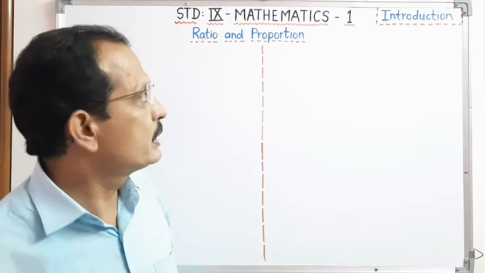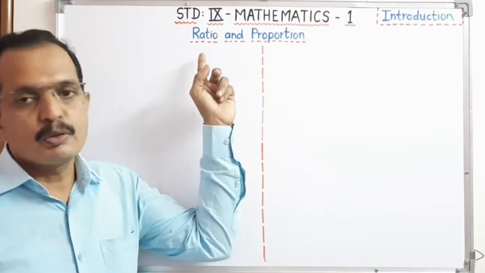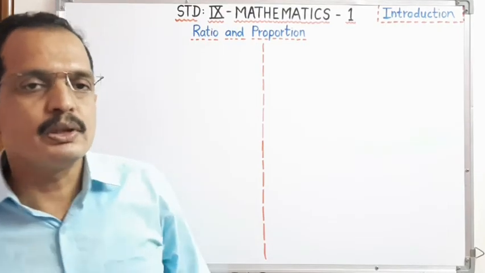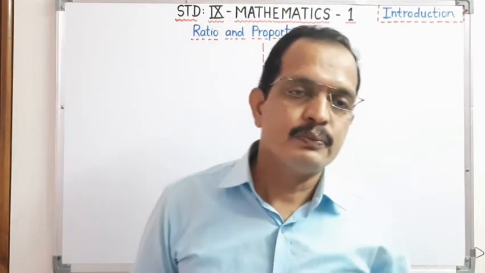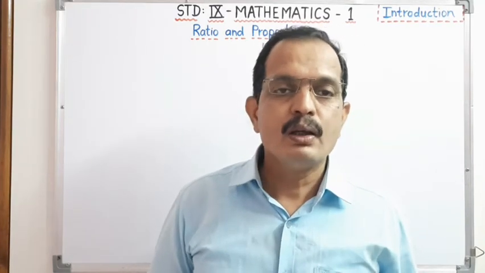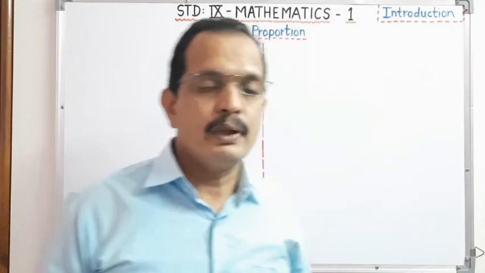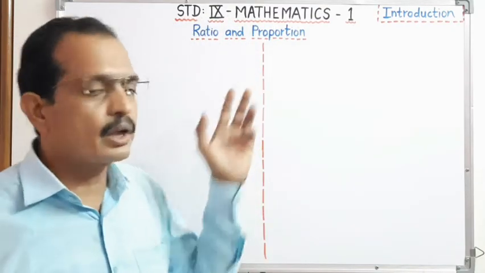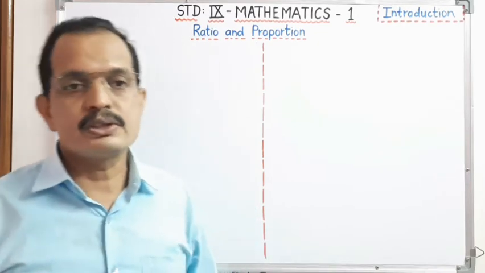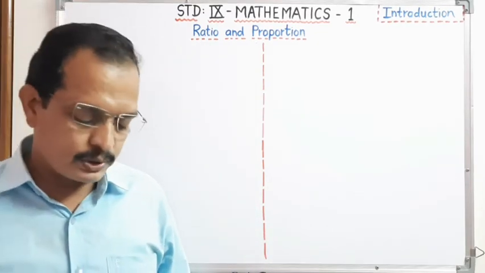Today our topic is chapter number 4, Ratio and Proportion. Dear students, in the previous standard you learned about ratio and proportion. We have to learn some advanced knowledge about ratio and proportion today. First of all, we have to understand what ratio and proportion are.